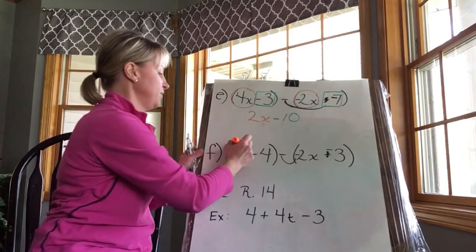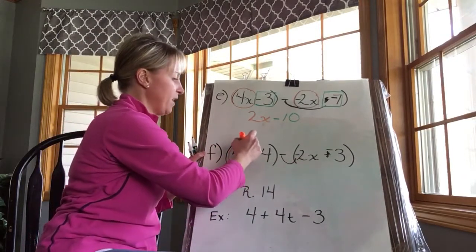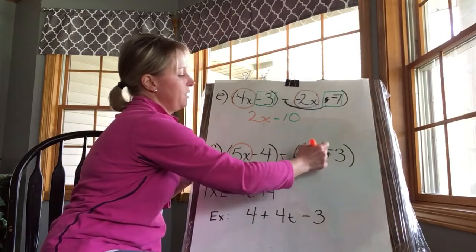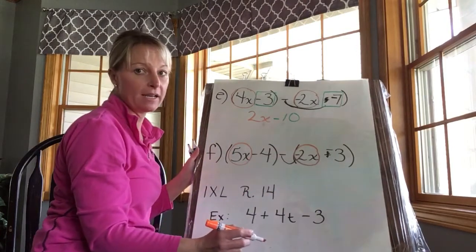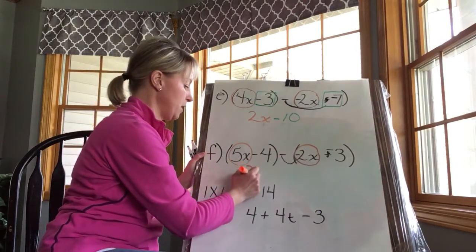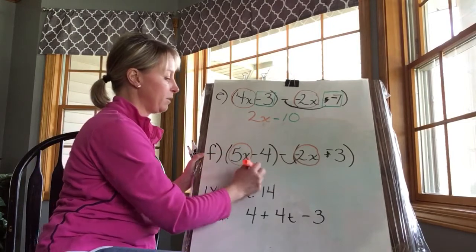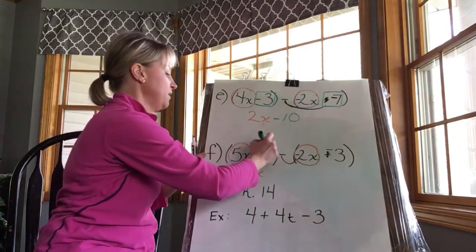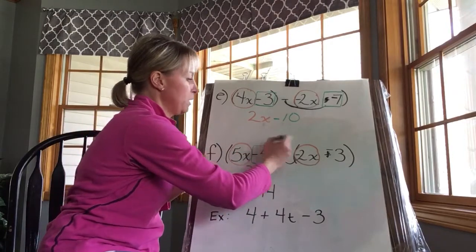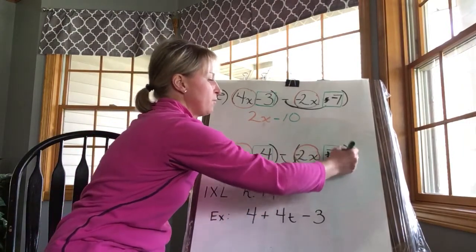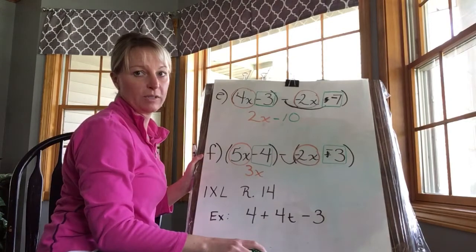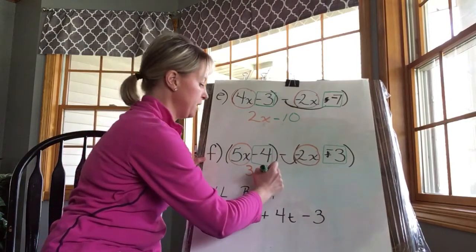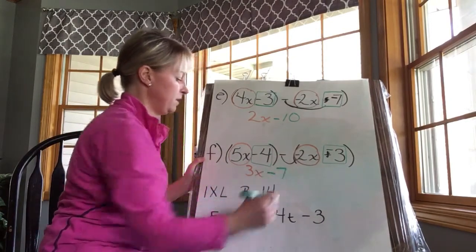So I have 5x and a negative 2x. 5 and a negative makes 3. Keep the sign of the bigger number, so I have 3x. Then I have a negative 4 and a negative 3. Well, 4 plus 3 is 7, so it's just going to stay a negative 7.